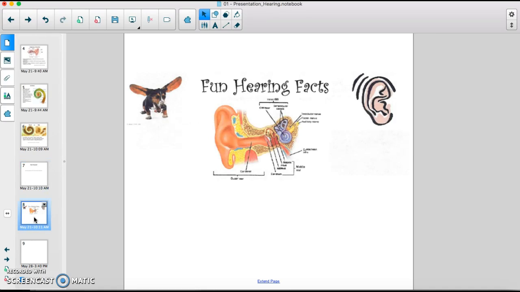The next part of this lesson is to pick up the fun hearing facts sheet and do a quick read through. We've covered some of those facts already, but there are a lot more interesting facts to read about there.